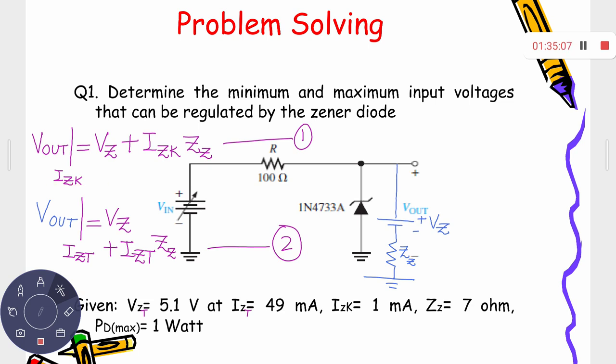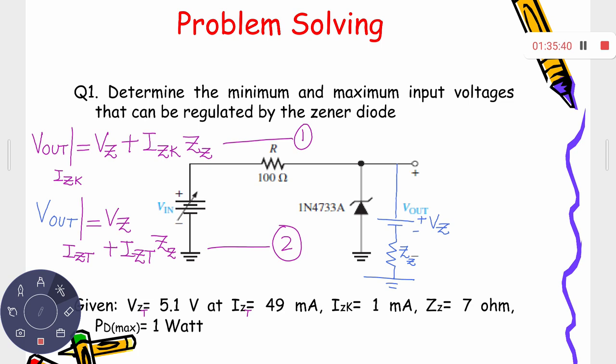What are the two components of Vout? One is the constant battery, plus this drop across ZZ. So when the current is minimum, the drop is minimum. When the current is maximum, the drop is maximum, because VZ is constant. Sir, IZM into ZZ plus VZ is your Vout max. VZ target, ZZ calculate for 4.75. Same thing, you have got Vout max.